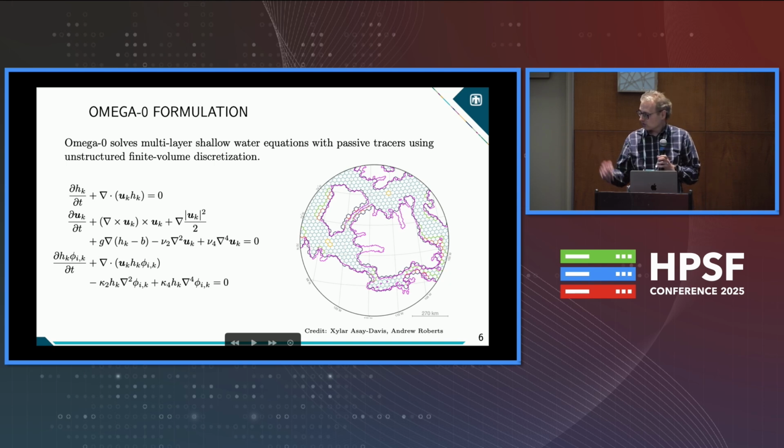The equations are shown here. They aren't super important. One thing I would like to highlight is that we have an option to run with an arbitrary number of passive tracers, and I will use that to change my computational workload when I present performance results.